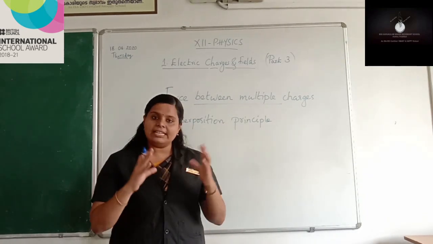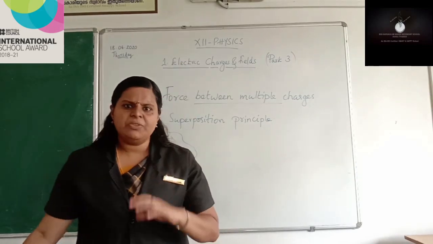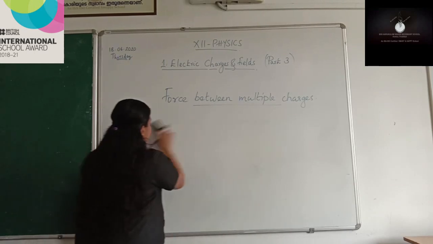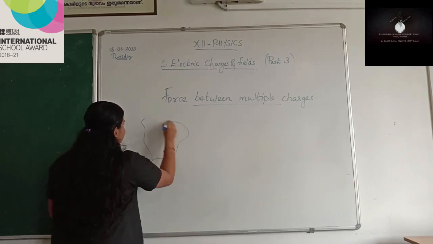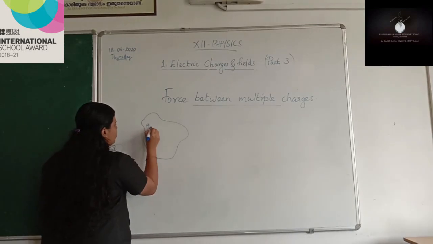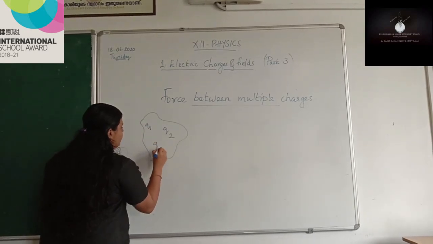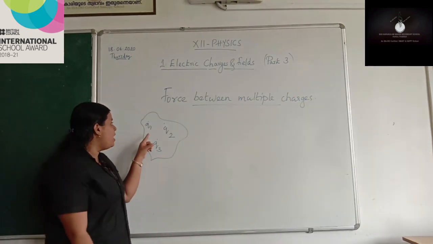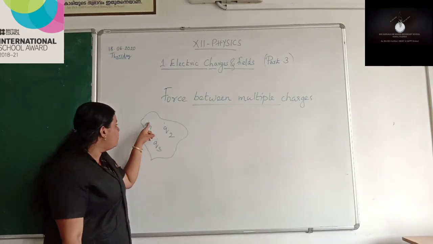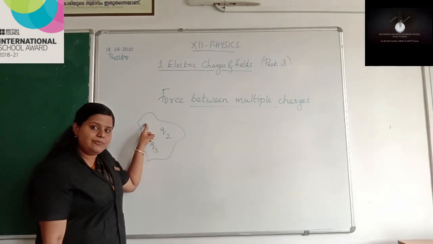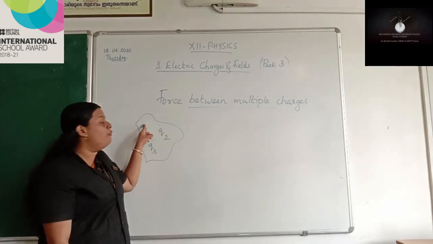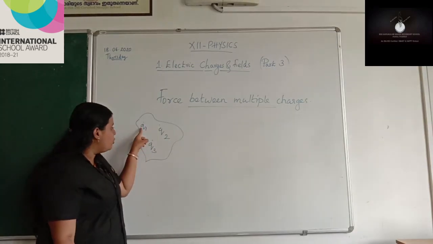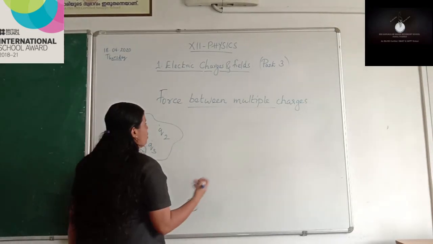So to better understand this concept, let's consider a system with three charges. So listen carefully. Here we have a system with three charges Q1, Q2 and Q3. And here we have to find out the total force acting on the point charge Q1. So what about this force? It will be the vector sum of individual forces such as the force on Q1 due to Q2 and the force on Q1 due to Q3. Okay, so we are going to find out that.